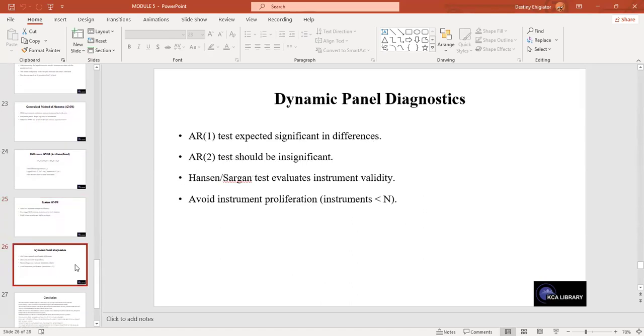Let's look at dynamic panel diagnostics. AR(1) test is expected to be significant in differences. AR(2) test should not be significant. The Hansen or Sargan test evaluates instrument validity. Then avoid instrument proliferation, where the number of instruments is greater than N.